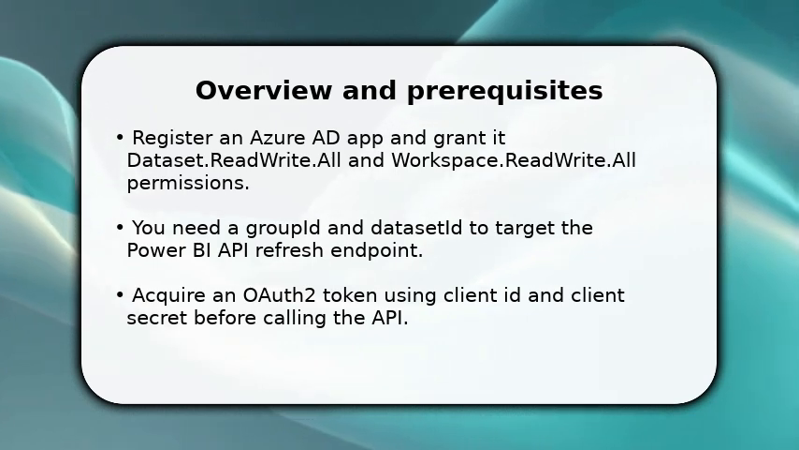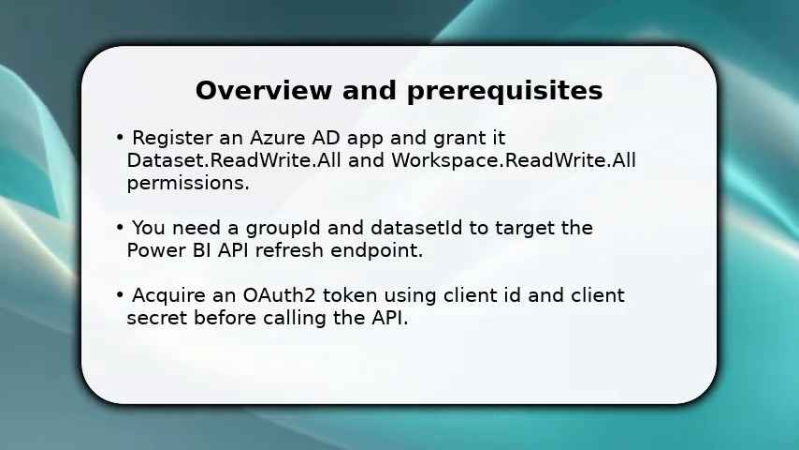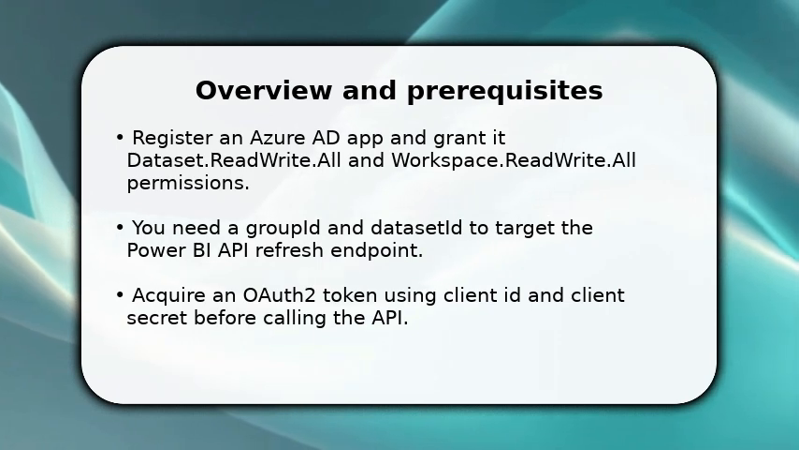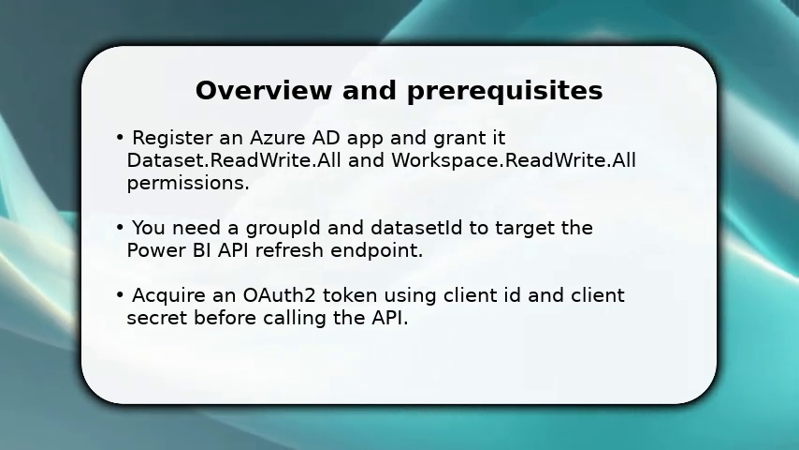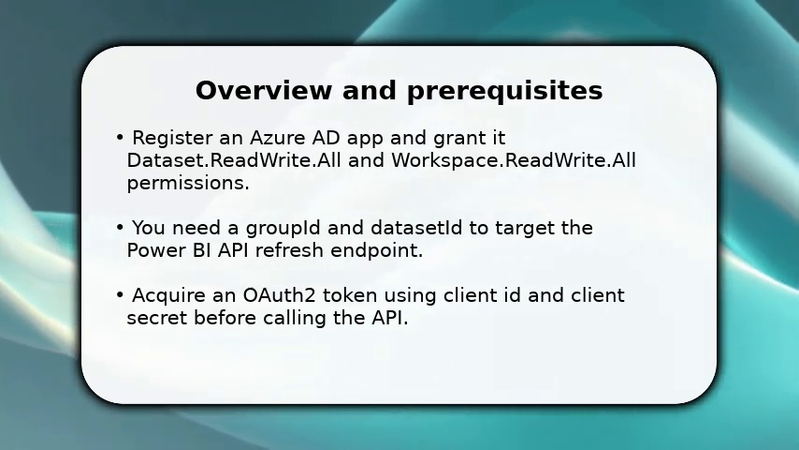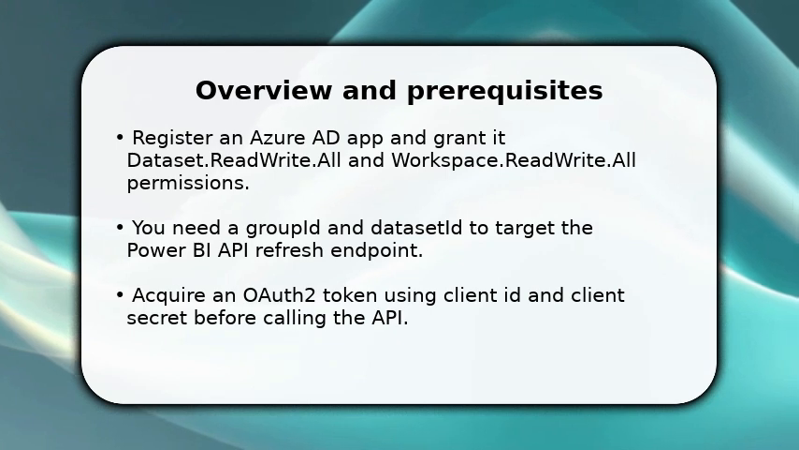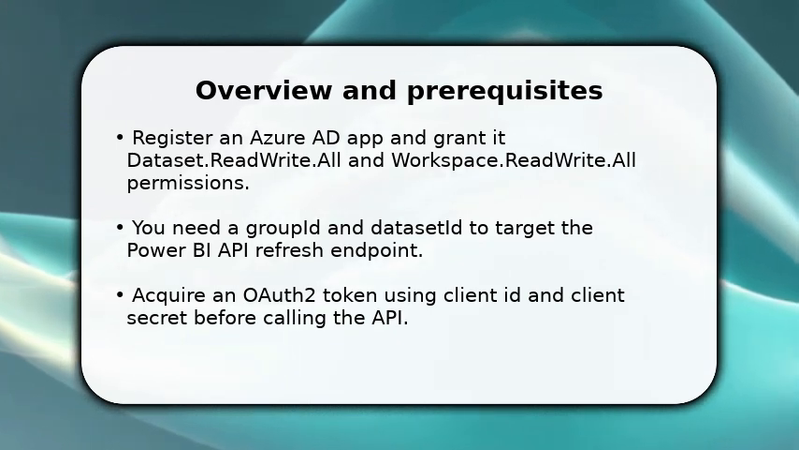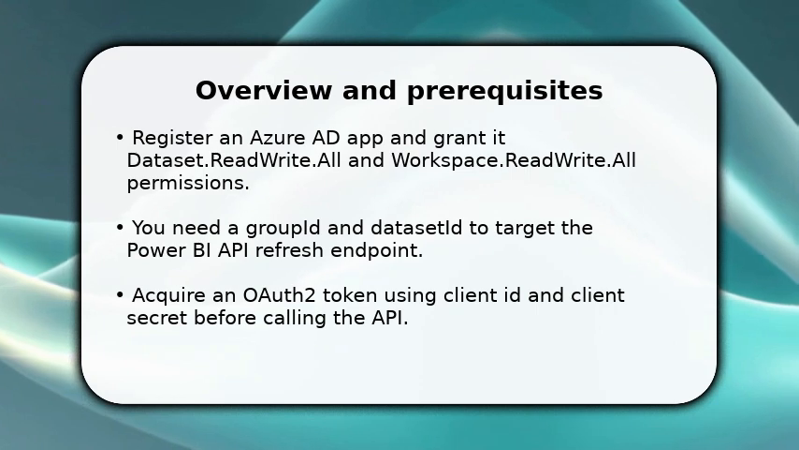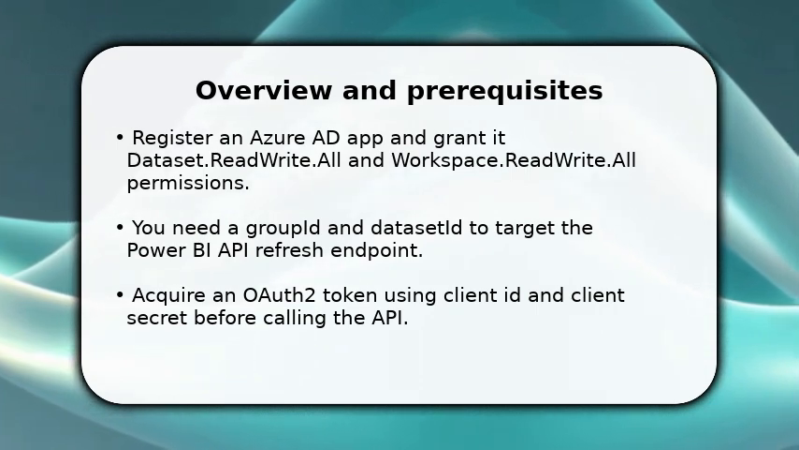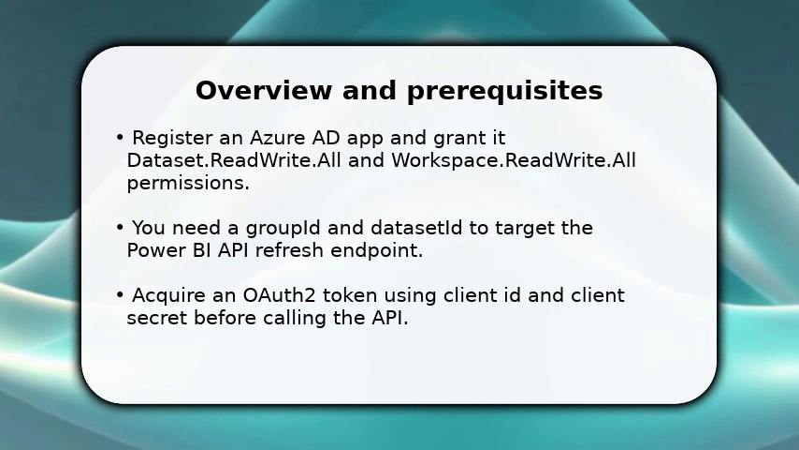Identify the Power BI Workspace Group ID and Dataset ID from the Workspace URL or Power BI Admin Portal. Acquire an OAuth 2 token using the tenant ID, client ID, and client secret at the token endpoint. Keep tokens secure and refresh them before expiry to avoid unauthorized failures.